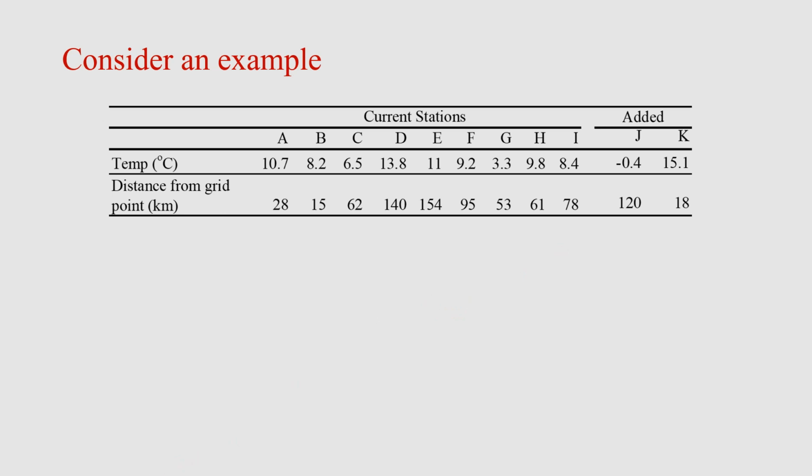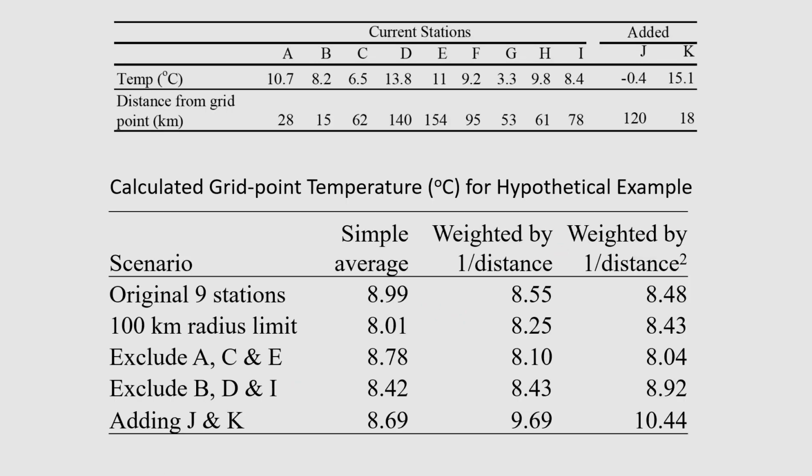All right. So now what we want to do is look at what happens when we consider different combinations of these stations. So if we look at the original 9 stations and take a simple average, we get 8.99 degrees Celsius. If we weight the weather stations by their distance, we get 8.55. And if we weight it by distance squared, we get 8.48. Notice that the number has fallen.